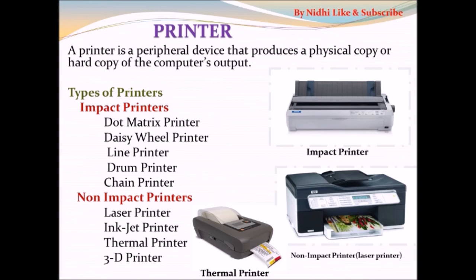Impact printers are further classified into various categories: dot matrix printer, daisy wheel printer, line printer, drum printer, and chain printer. Daisy wheel printers have good letter formation capability but cannot produce graphics. They produce letter quality documents, and the speed of these printers varies from 60 characters per second to 120 characters per second. They are not in use anymore since they were very slow and noisy.